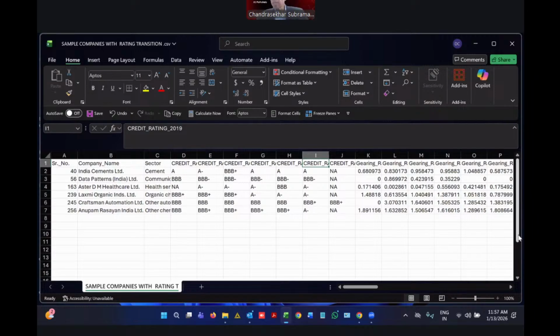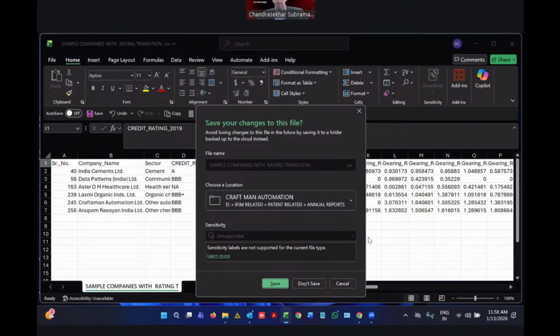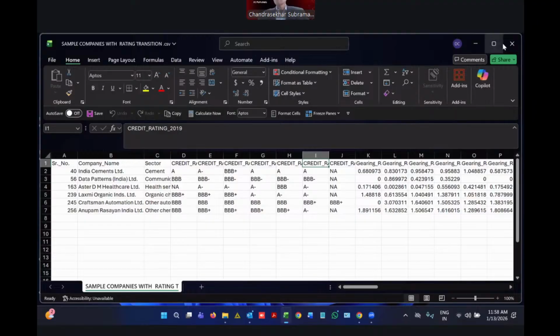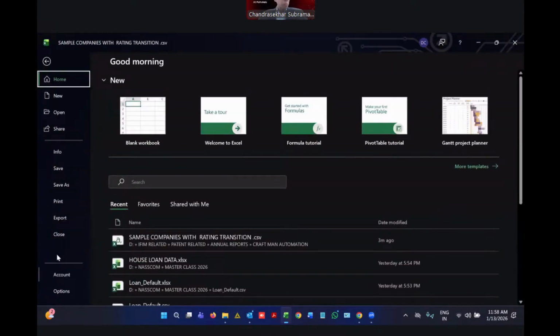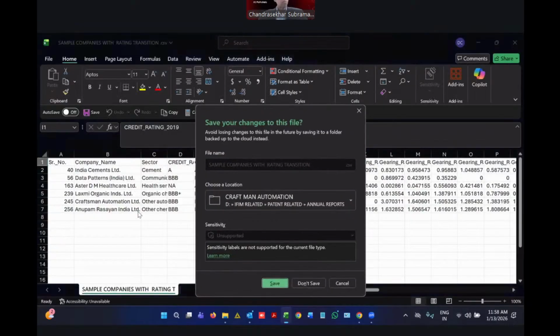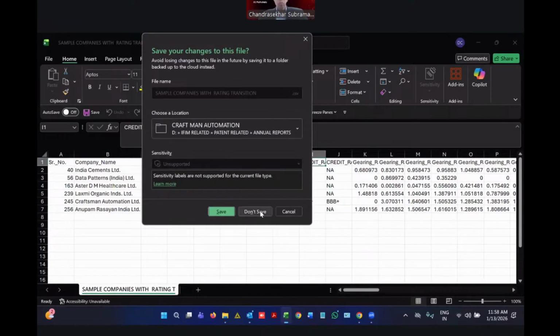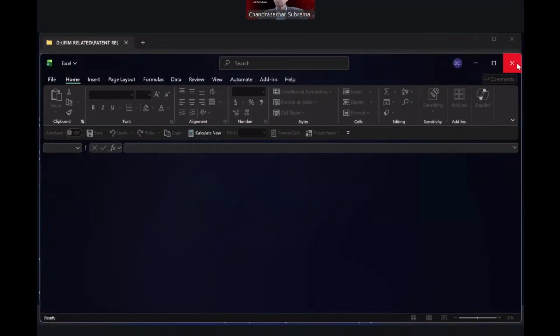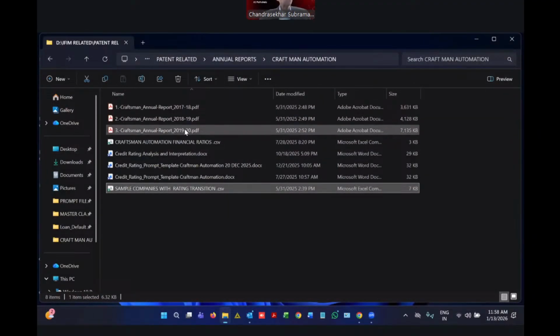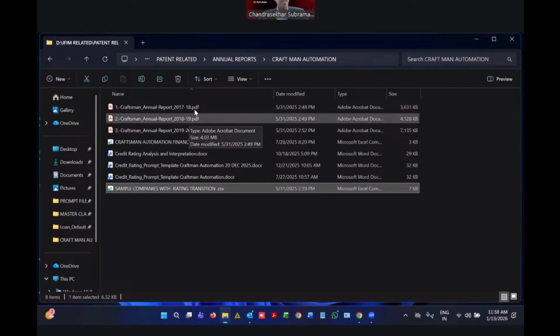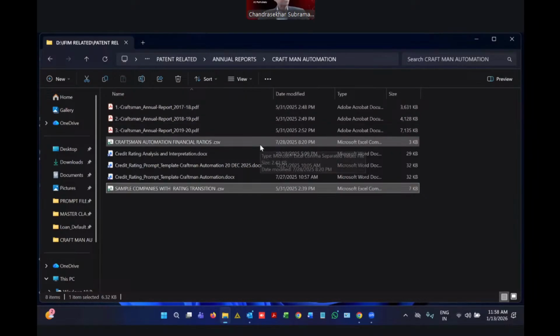So this is in the Excel file. Now let us come back to our text part. What text data have we taken? I have taken 3 years of annual reports for your demo. That is 2019, 2018 and then 2017.